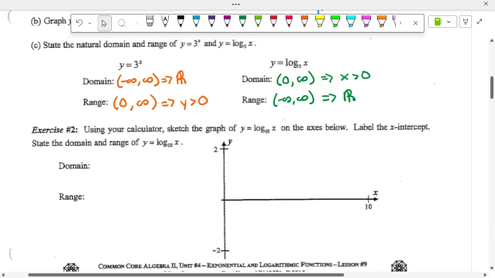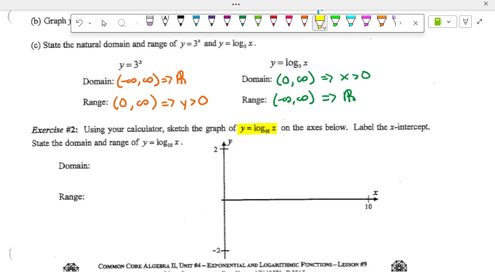So without even calculating or even drawing this next graph, what do you think the domain of log base 10 of x will be? What do you think the domain will be? 0 to infinity.